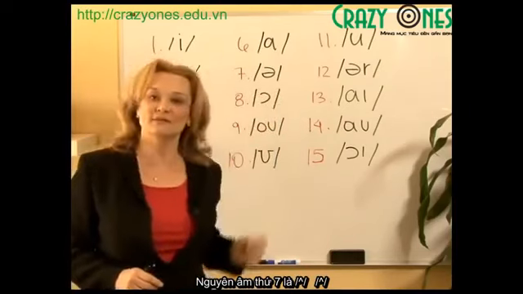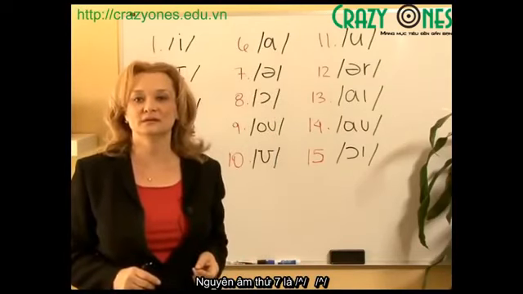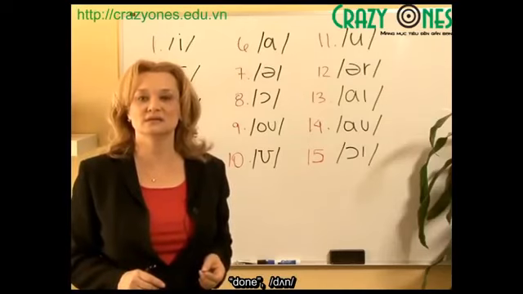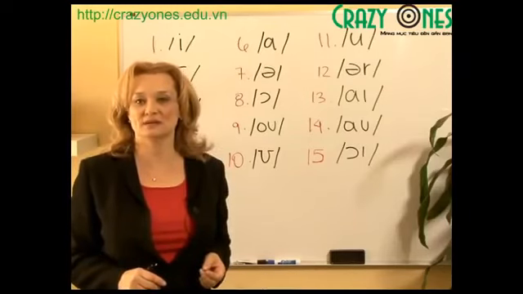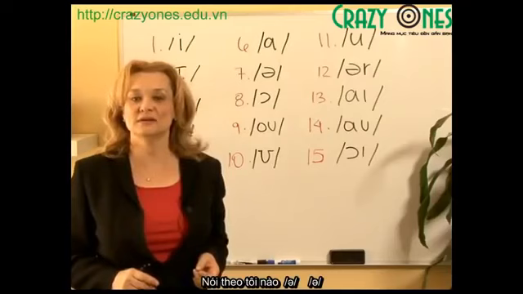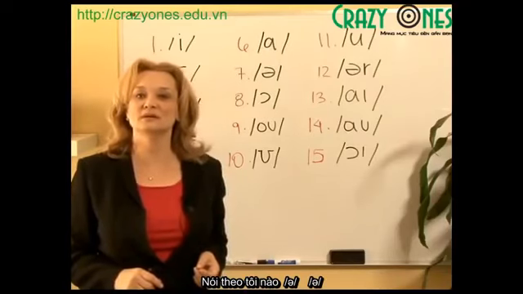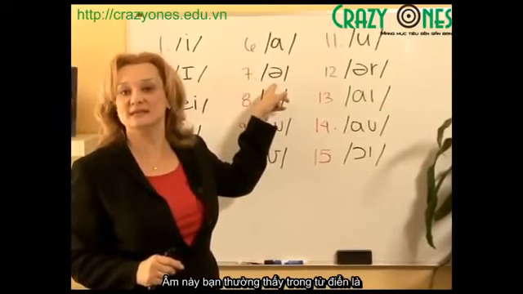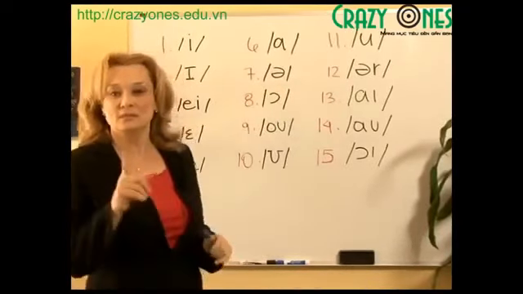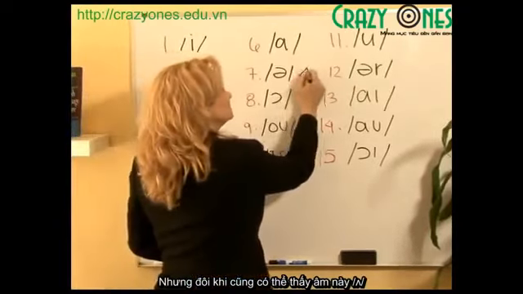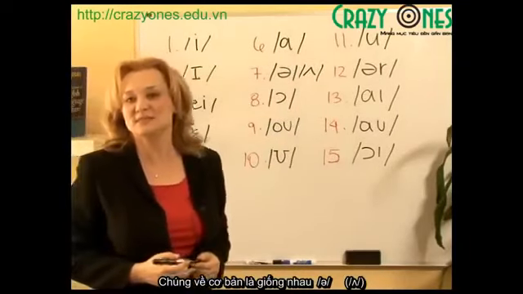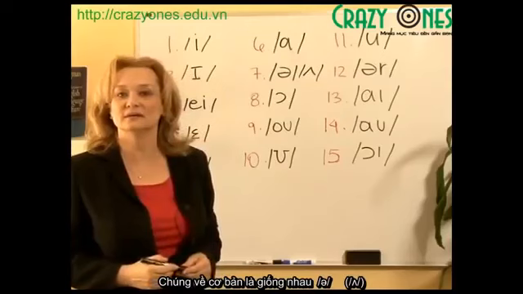Vowel number 7, but, done, jump, love. Say it with me. This sound is usually written like this in your dictionary, but sometimes you might also see this symbol. They're basically the same sound.